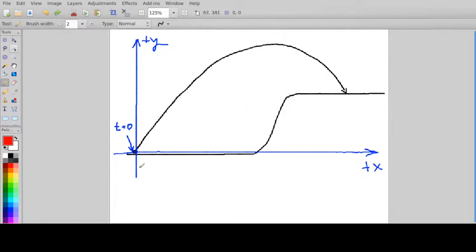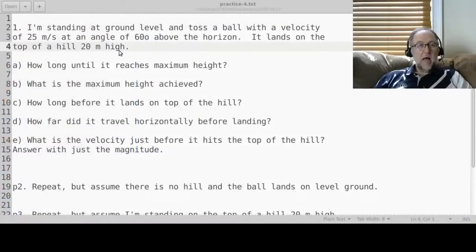Okay, and so let's go ahead and start looking at the initial and final. And I forgot, by the way, I should read what I'm asking you to calculate. Let me switch back to the other screen. I described here that you're at ground level and you throw it and it lands on the top of a hill. But what are you asking?